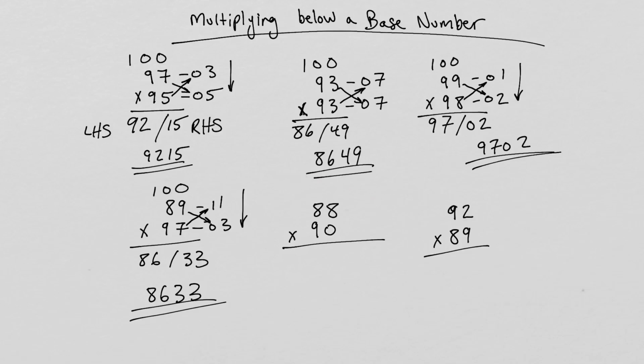Next problem, working on base number 100. 88 is minus 12, 90 is minus 10. 88 minus 10 is the same as 90 minus 12, gives us 78. Negative 12 times negative 10 gives us 120.